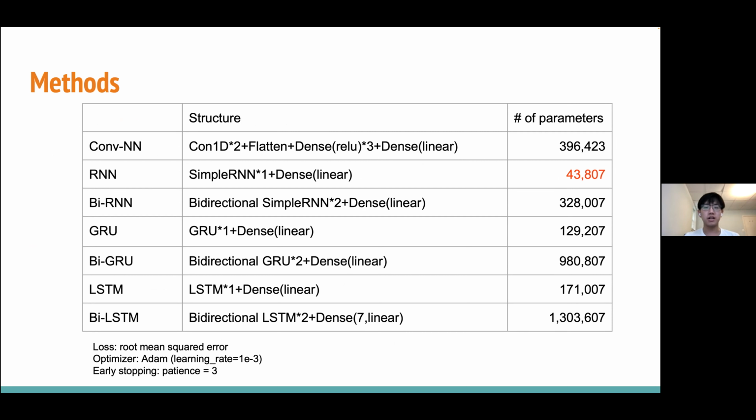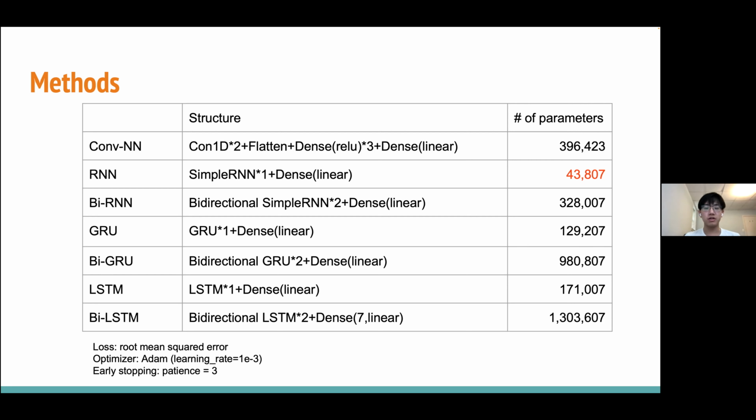We also try simple versions of RNN, GRU, and LSTM models. And we try to analyze the sequences in both directions. Therefore, we also implemented 2 bi-directional layer versions of RNN, GRU, and LSTM, called bi-RNN, bi-GRU, and bi-LSTM. Note that the simple RNN model has a significantly smaller number of parameters compared to all the other models.